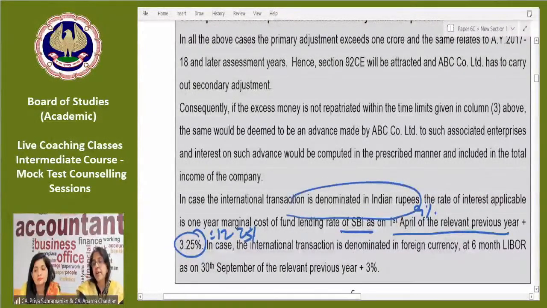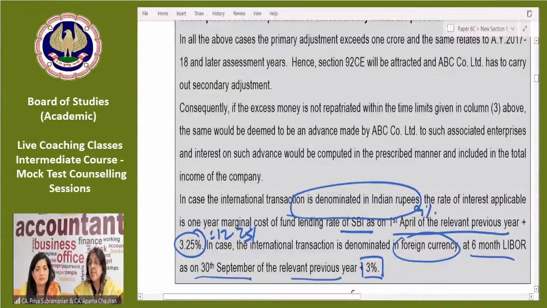If it is denominated in foreign currency, then you have to do it at the 6-month LIBOR as on 30th September of the relevant previous year plus 3%. You have to add 3%. This information will generally be given in the question, but you have to be careful to see whether it's denominated in Indian rupees or in foreign currency.